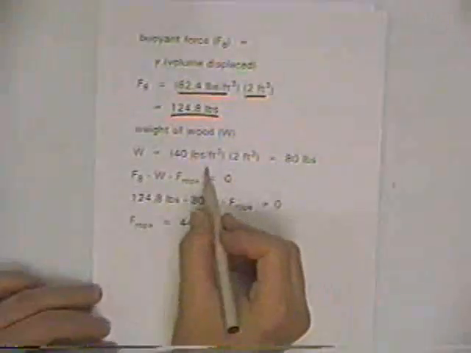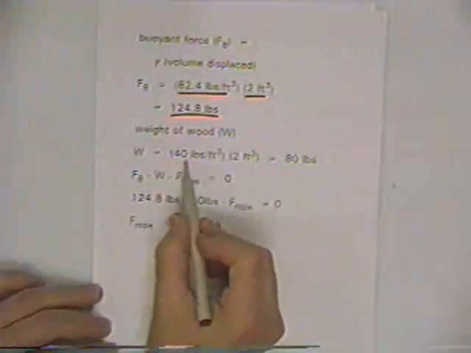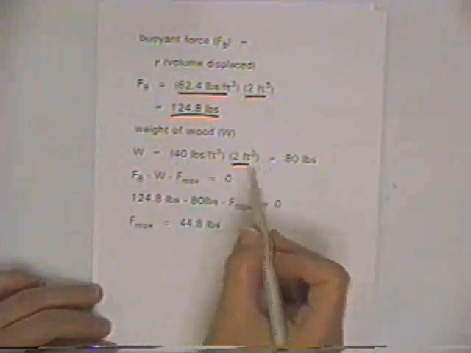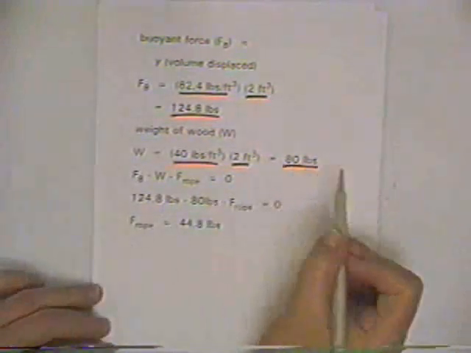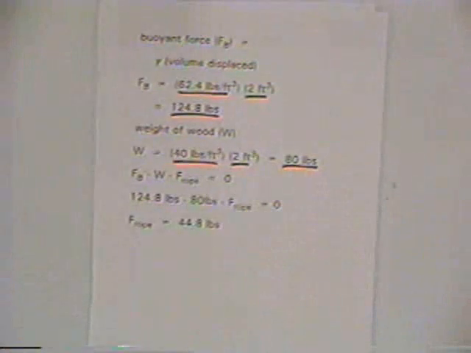And then to go ahead and solve the problem, we can do a force balance of all the forces, because we also have the weight of the wood. And so the wood has a volume of 2 cubic feet. It has a unit weight of 40 pounds per cubic foot, so there's gravity acting on the wood to the tune of 80 pounds. And then the other force is the rope, and we don't know that.